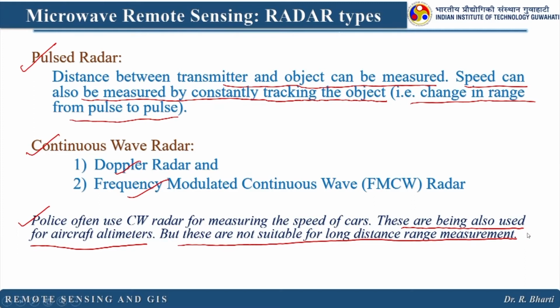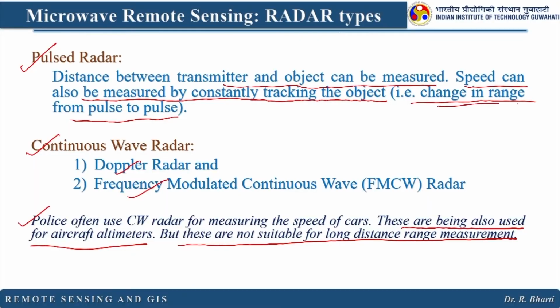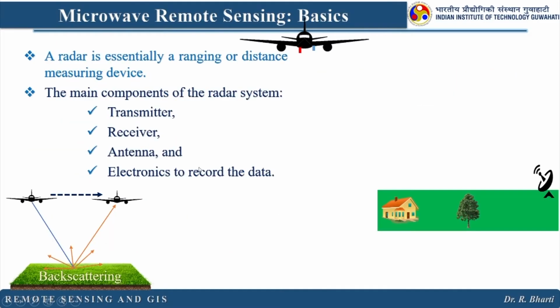So, we have two different types of radar system. The first one is pulse radar, the other one is continuous wave radar. In pulse radar, the distance between transmitter and object can be measured and speed can be monitored, because of the change in range from pulse to pulse. Whereas in continuous wave radar, you have two different types of system. The first one is Doppler radar, the second one is frequency modulated continuous wave radar, and continuous wave radars are very popular nowadays and people are using them for day to day life purposes.